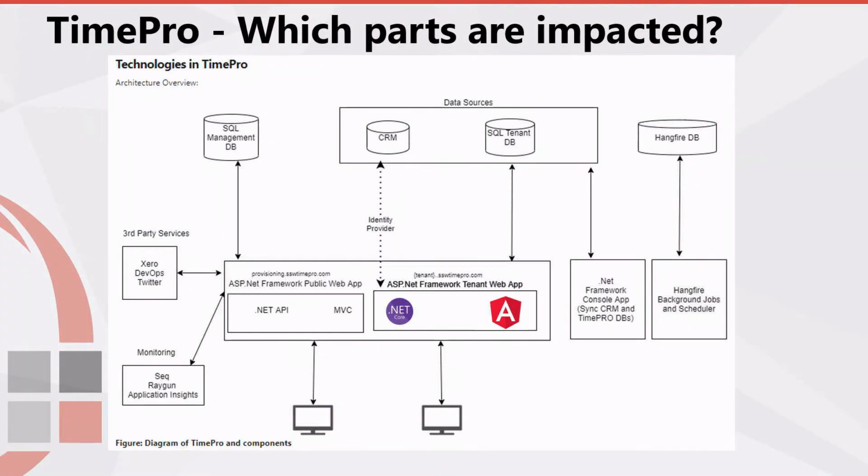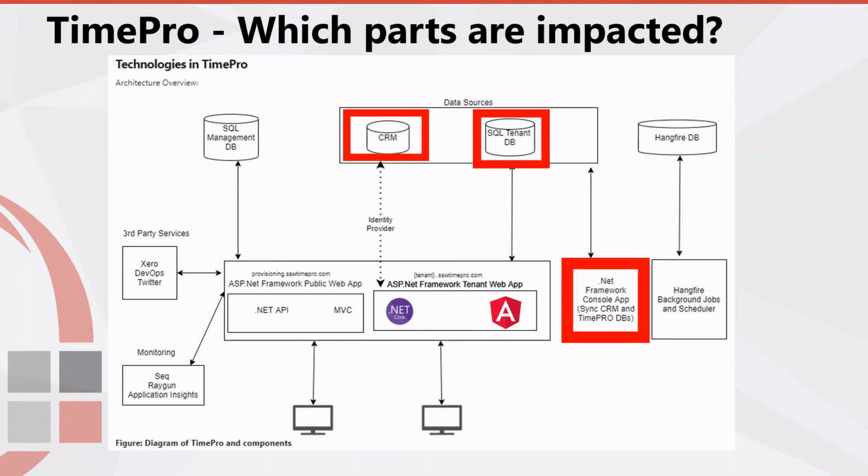Now, which parts of TimePro are impacted? There's lots of parts of TimePro, but the guts of it is there's a CRM application, which is Dynamics 365. That would need modification, as would the SQL database. There is a syncing engine that syncs those two together. That would also need updating. And then there's the guts of the whole thing, and most of the work would be in the .NET APIs and the Angular front end.